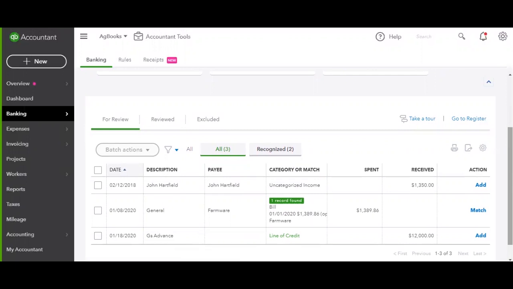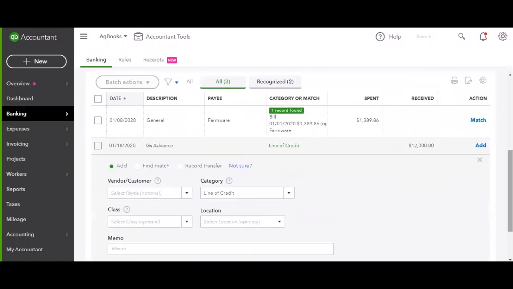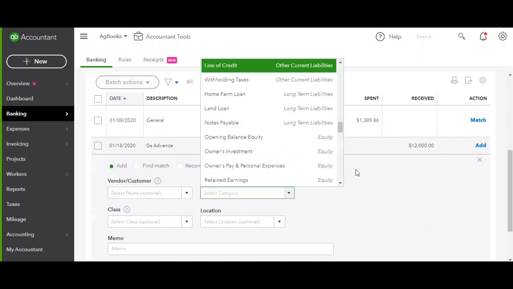Otherwise, I'm just going to show you what you do with that income. You see this line coming across your bank feed. You've received money from a loan, from any sort of liability, which is something that you're going to owe back. And you don't categorize that as income. That doesn't go in crop income. That doesn't go in other income. It doesn't go in loan proceeds income. This goes directly towards your liability. So in this case, it would be line of credit.